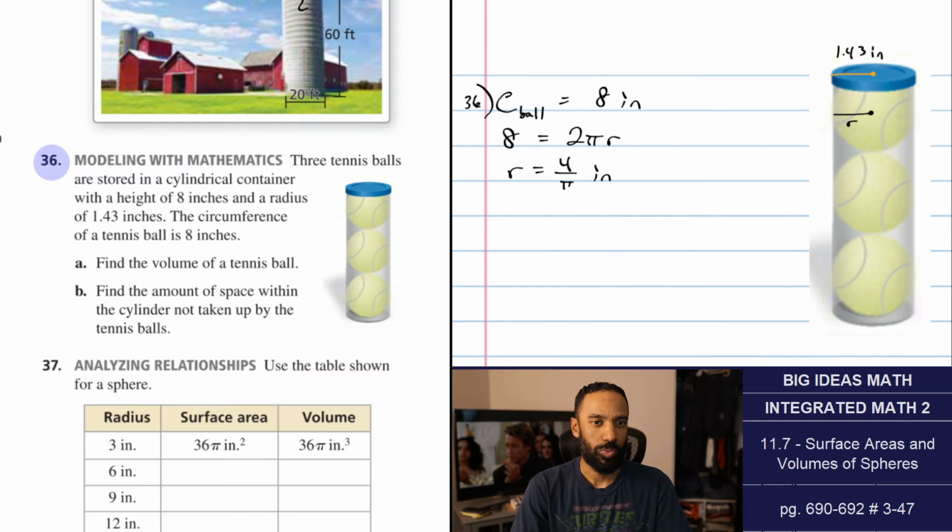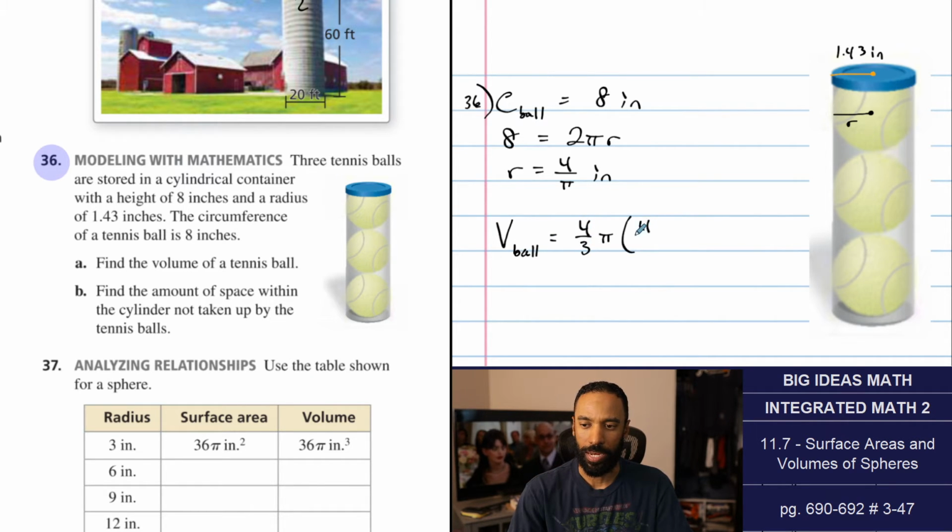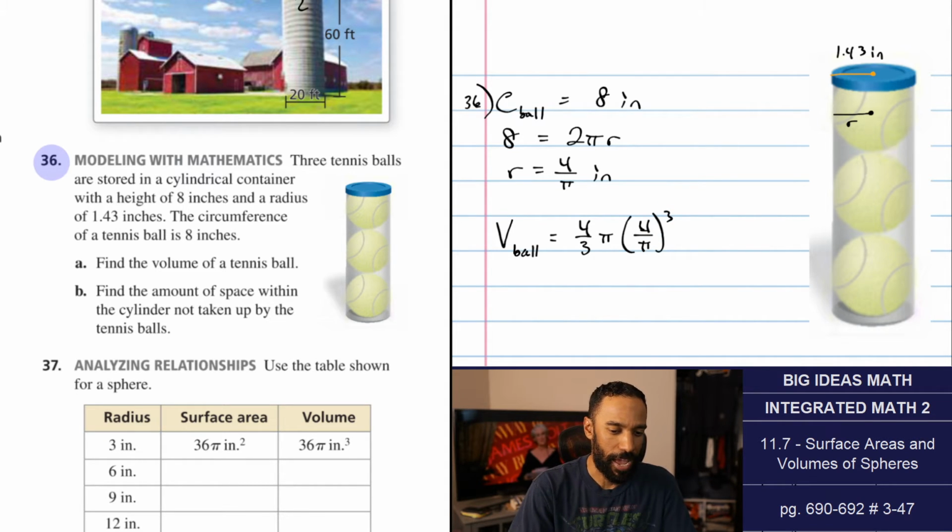What do we want to do next? We want to find the volume of a tennis ball. So the volume of a tennis ball, of one of them, is 4/3 pi times that radius cubed. Now, I still have my other calculator thing where I can enter things into the table with the equation.